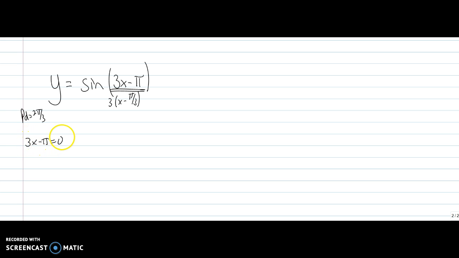What I like to do instead, though, is take that expression on the inside. We're going to set it equal to 0, and then solve for x. So x equals pi over 3, we get the same result. That's where our first period is going to begin.